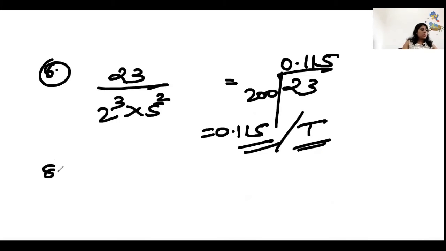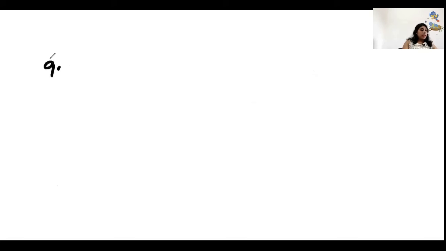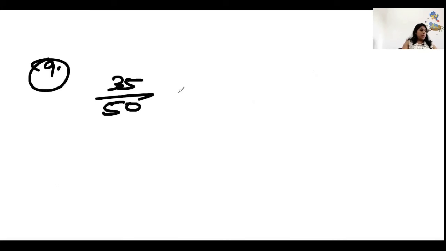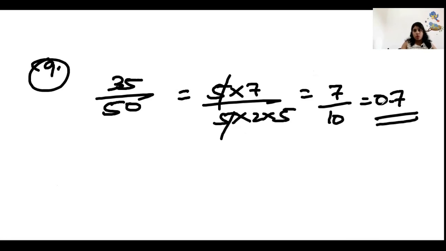The next one which is terminating is the eighth one. That is 6 by 15. When you cut it, you get the answer 2 by 5. So it is automatically 0.4. That is also terminating. Then the last one, the ninth one, is 35 by 50. Then we come to know that it is 7 by 5 into 5 into 2 into 5. 5 and 5 cut. So 7 by 10. So you will directly know the answer. It is 0.7 because only one decimal position is there. So that is also a terminating value. So this is how we can recheck the answers.